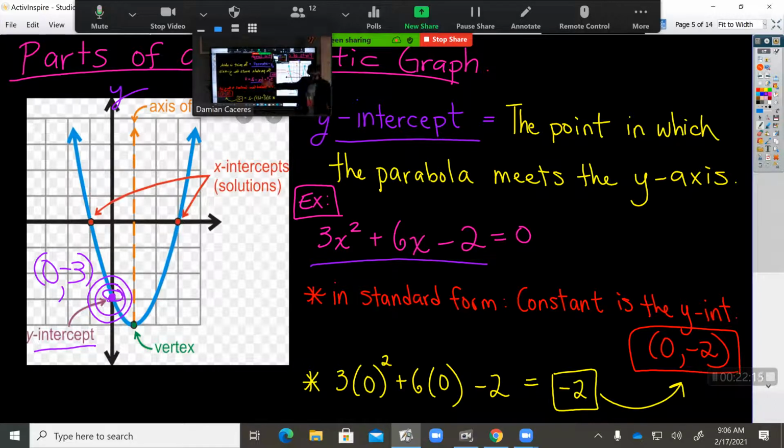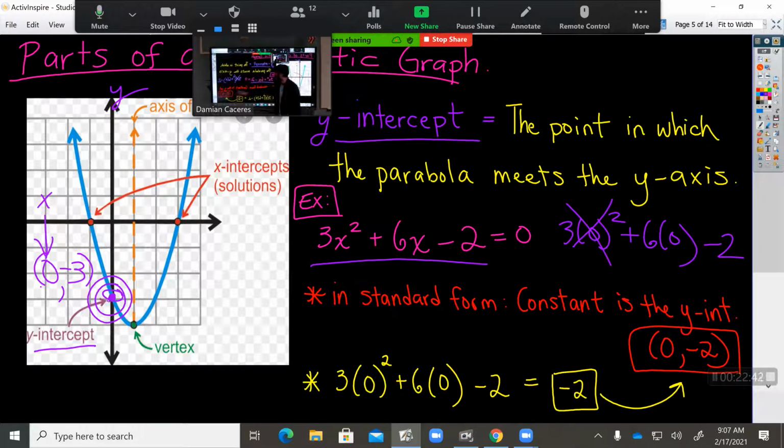How can I find the y-intercept here if I don't have this graph? By plugging in a 0 for x. Let's do that here, see what we get. 3 times 0 squared plus 6 times 0 minus 2. What's 0 to the second power? 0 times 3, 0. What's 6 times 0? 0. What's left? -2. So that tells you the constant is always your y-intercept.